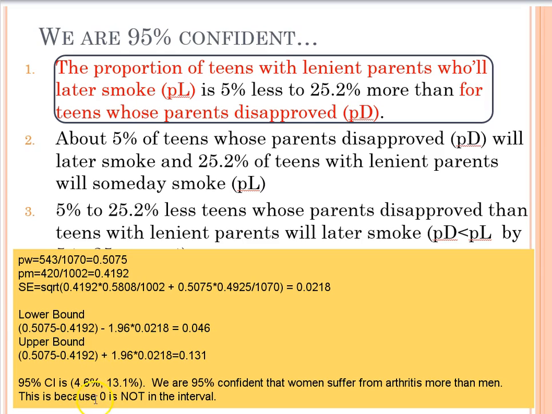Now this interval is entirely positive, meaning that 0 is not in the interval. So we actually have evidence that women suffer from arthritis more than men. We are 95% confident that women suffer from arthritis more than men, somewhere between 4.6% more to 13% more. And so that's how this interval is interpreted, as based on comparing men versus women, one group being greater than or less than the other group.